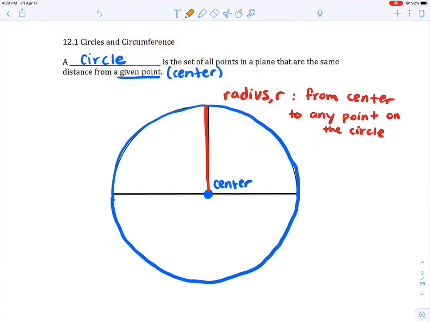Then, if we put two radii together that go through the center, that would be the diameter. We use the variable d for diameter. The diameter is the distance across the circle, but the key is that it has to go through the center.